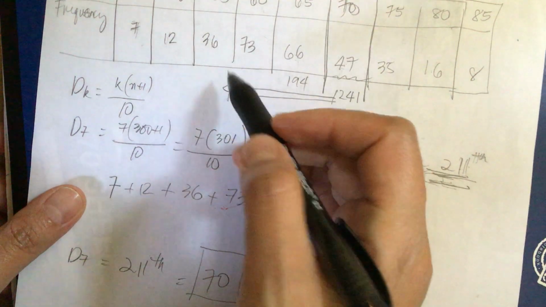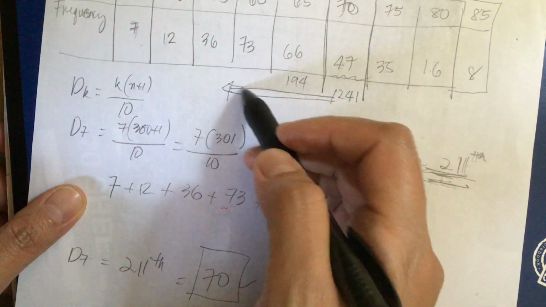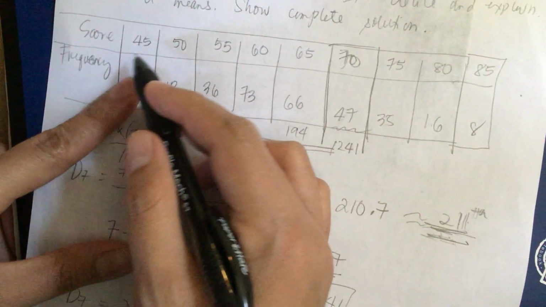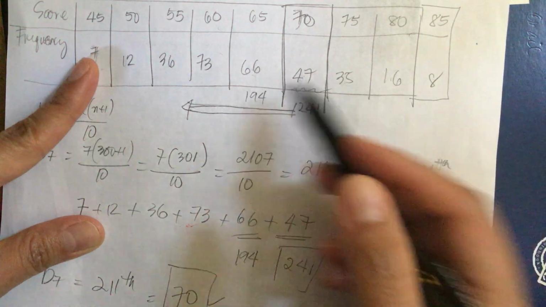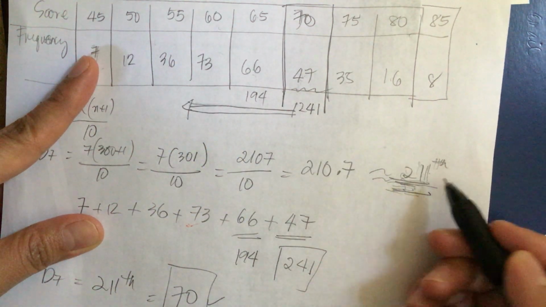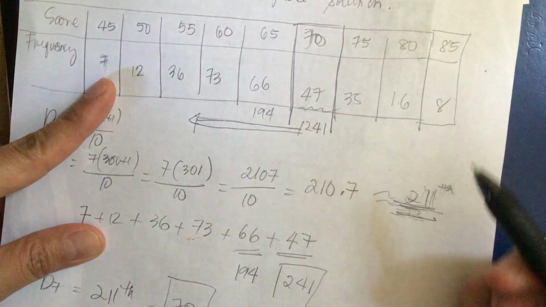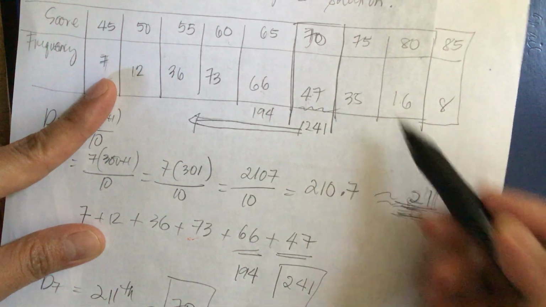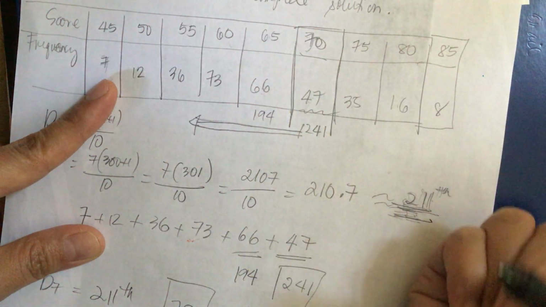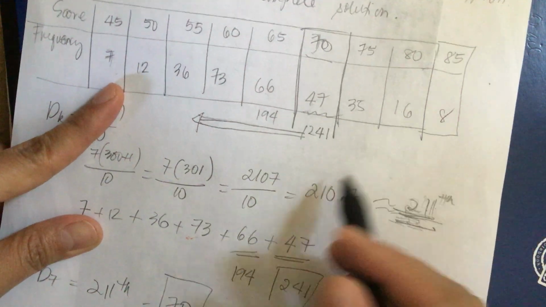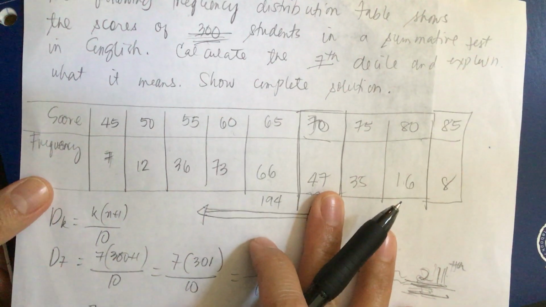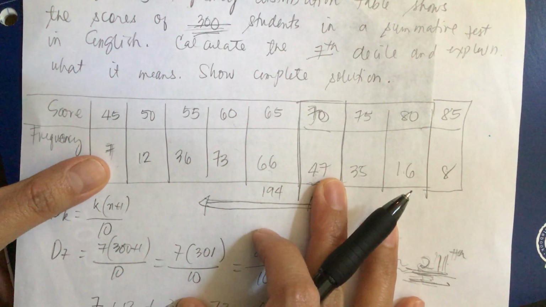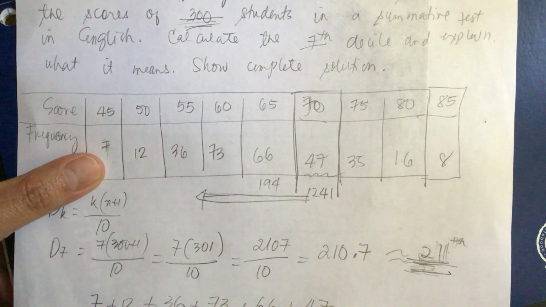Now if you do not understand my method, you can write down all these scores and then you count up to 211. So when you get to the 211th score, then you will find that that score is 70. But there are a lot of numbers that you have to count.